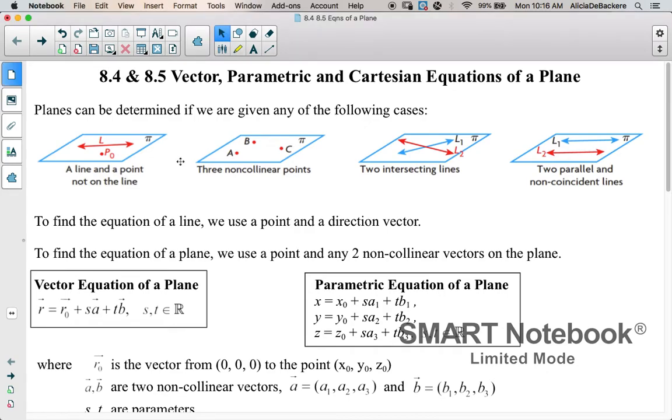Okay, welcome to lesson 8.4 and 8.5. We're going to do a combination lesson, and in this lesson we're looking at the three different forms of the equation of a plane. So the vector, the parametric, and the Cartesian equations.